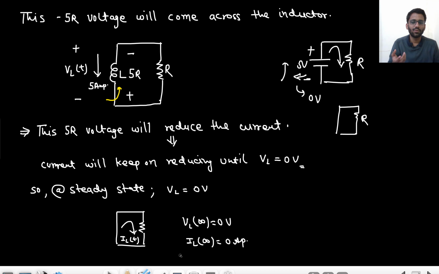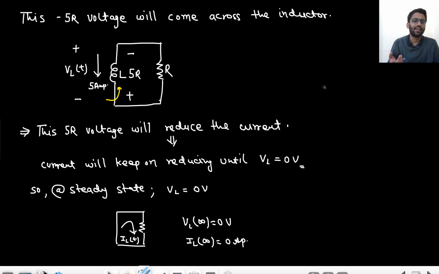So here, if you go by the concept as well, at steady state inductor will be short circuited. So this is what is actually happening in the circuit as well. But we have to be conceptually strong. What is the concept? Initially 5R voltage is there, so that is developing the current in the opposite direction. Because of that opposite direction, the current is being reduced. Slowly it will reduce and go down to 0. Are you getting my point?